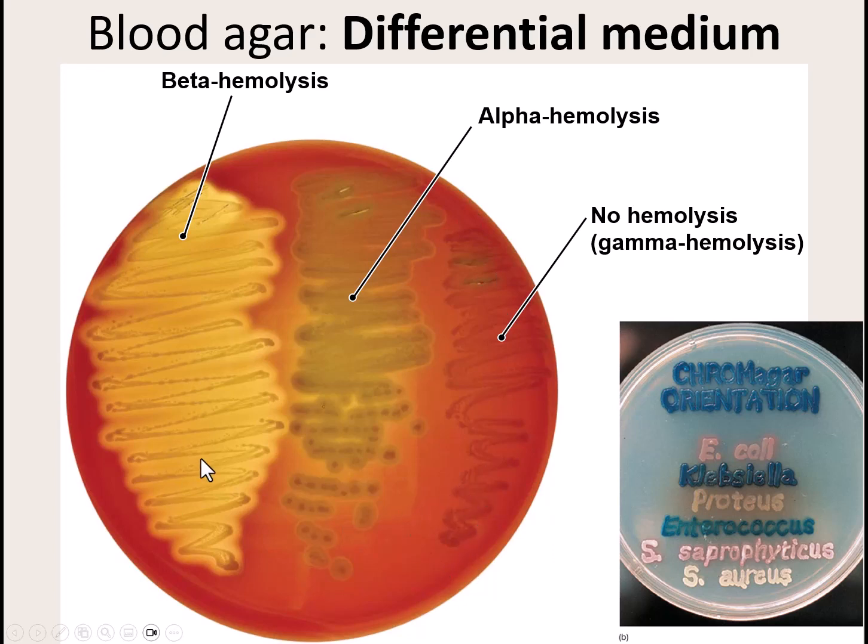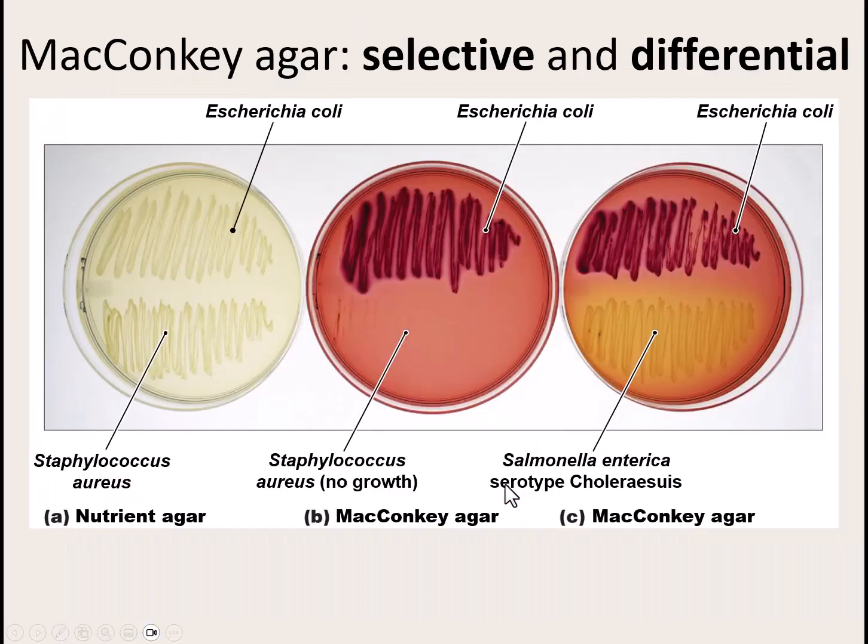This is showing another plate we're going to work with this semester called the MacConkey agar, which is both selective and differential. So this is showing nutrient agar, which is going to grow anything and everything. So we put 2 bacteria, E. coli and Staph aureus, on here. Both are going to grow. It's meant to grow anything. But a MacConkey agar is selective. It will only grow gram-negative bacteria. So Staph aureus, which is gram-positive, is not going to grow. But E. coli is happily growing. So it's selective. It's got an inhibitor to inhibit gram-positives from growing.